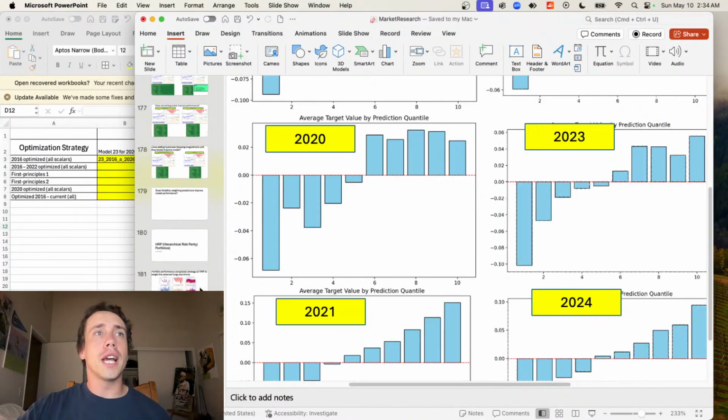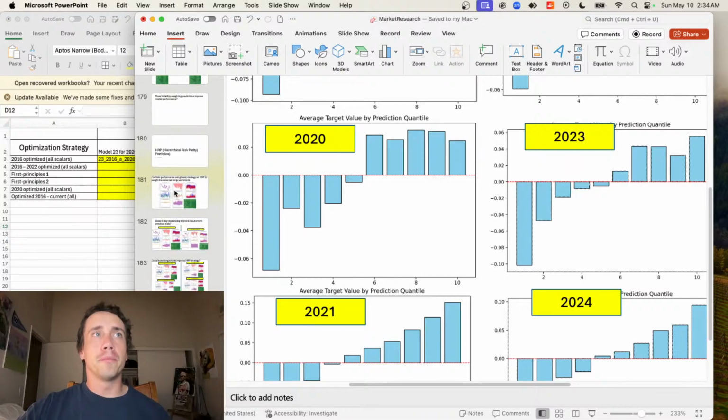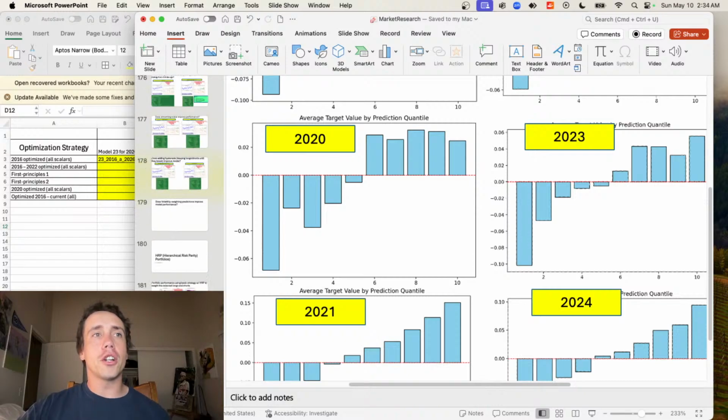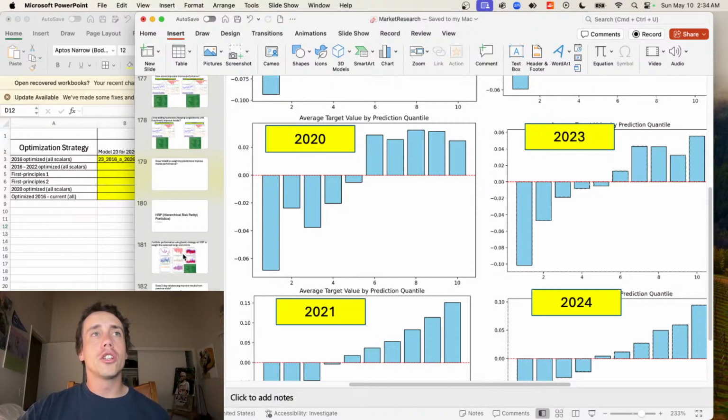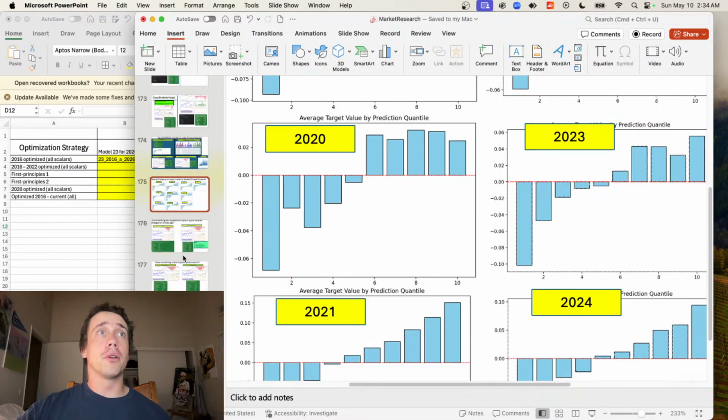So I started looking at different portfolio strategies. On the basic portfolio strategy, it wasn't performing that well. So I tried a couple of things. The first thing was I improved the model.